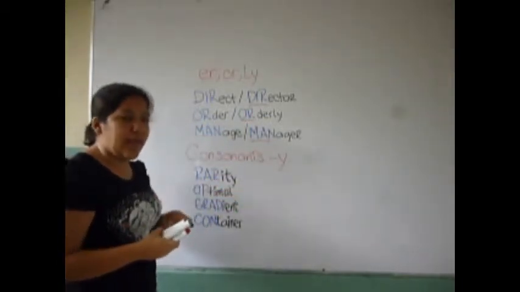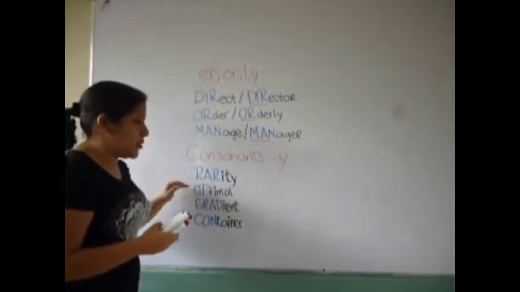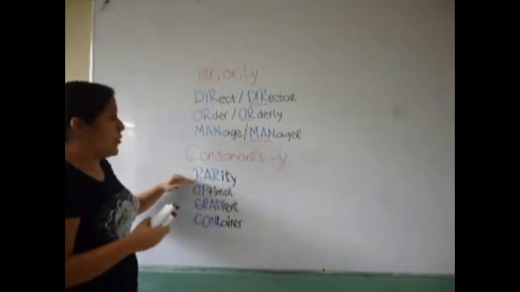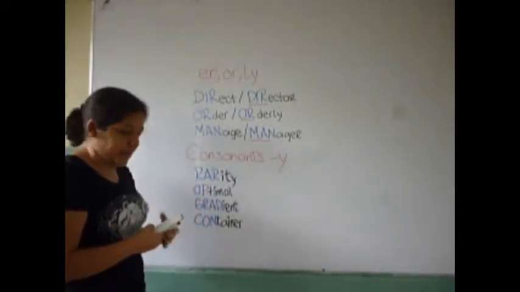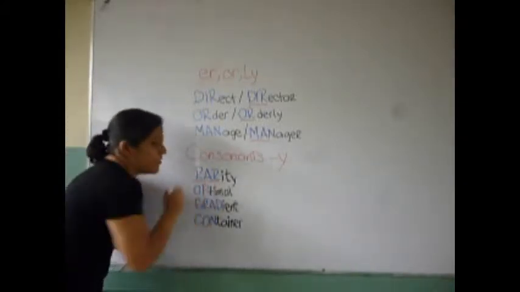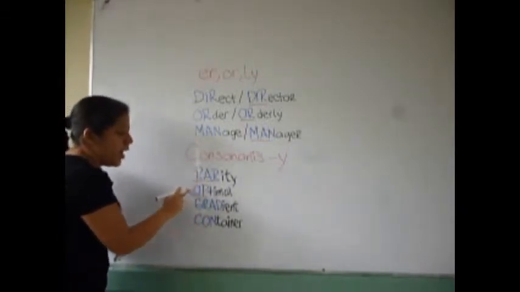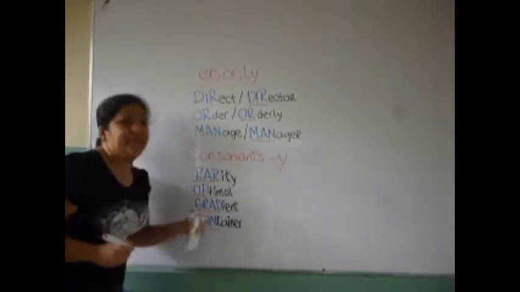Also, for the words that end in a consonant or Y, the stress is on the first syllable. For example, rarity, optimal, gradient, container. The stress is on the first syllable. Rarity, optimal, gradient, container.